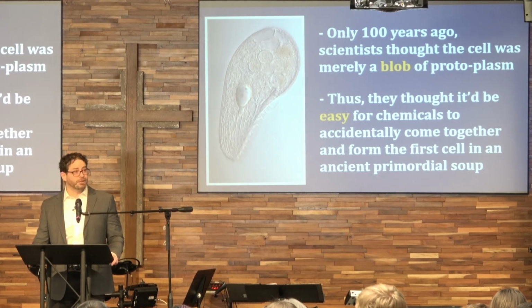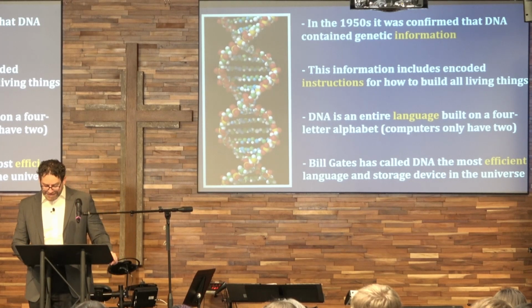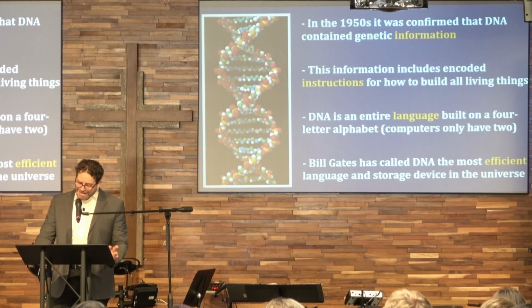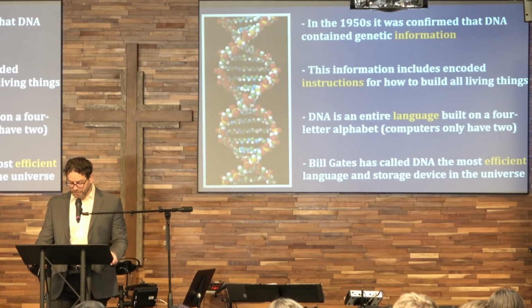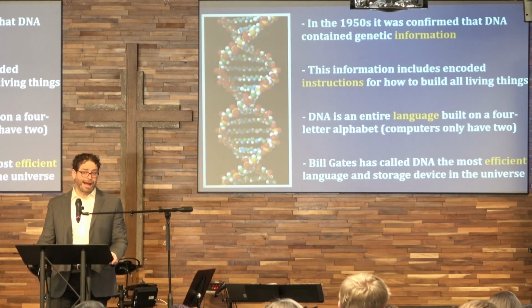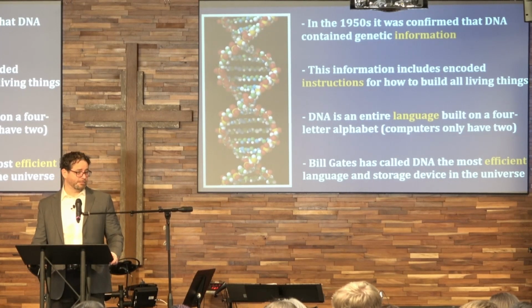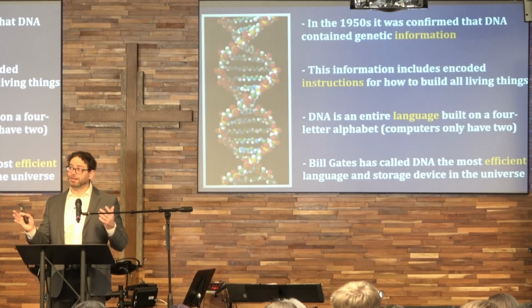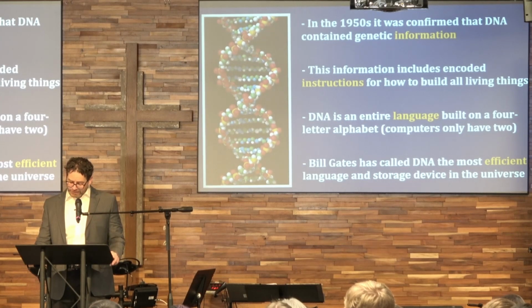One of these scientific discoveries was the discovery of DNA. So in the 1950s, DNA was confirmed to contain genetic information. So bottom line, DNA includes encoded instructions for how to build all living things. It's a language. DNA is an entire language built on a 4-letter alphabet. Now you might say, well, that's not very sophisticated, 4-letter alphabet. I mean, in English, we have a 26-letter alphabet. But consider, right, that computers and everything that computers can do is based on a 2-letter alphabet, zeros and ones. So a 4-letter language can accomplish quite a bit. And that's what DNA is. It's a language built on a 4-letter alphabet.